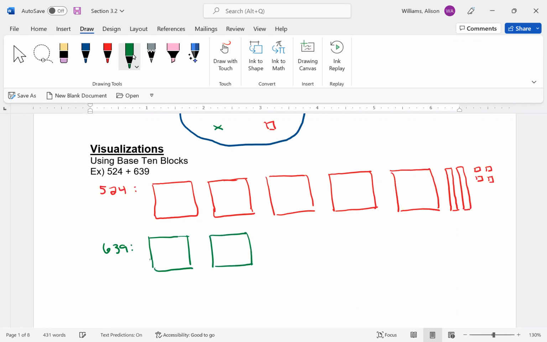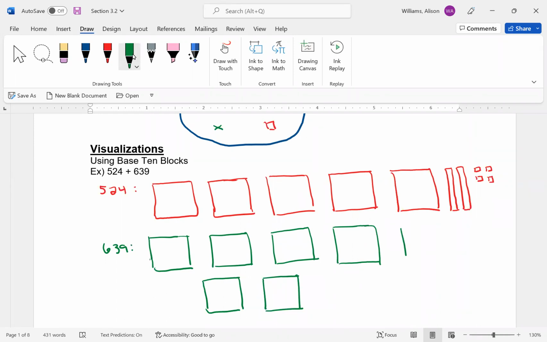All right, so 639 would be 6 of these 100 squares. I'm trying my best to make them as close in size as possible. I say that, and then the minute I say that, it gets worse, right? Okay, here, let me actually put 2 squares down here just because of space. And then I need 3 tens rectangles. And then 9 little ones. Single squares, to represent the 9 in the ones place. Okay, there we go. Cool.